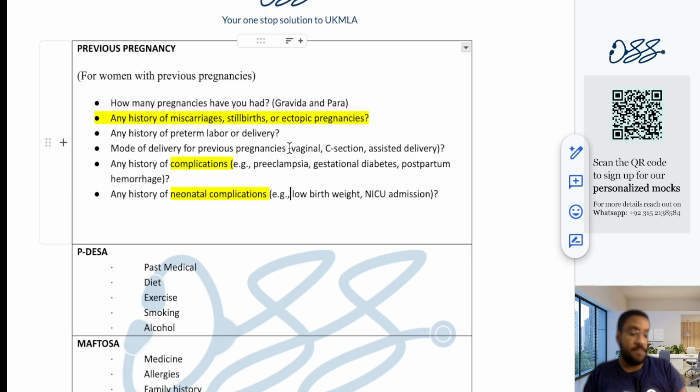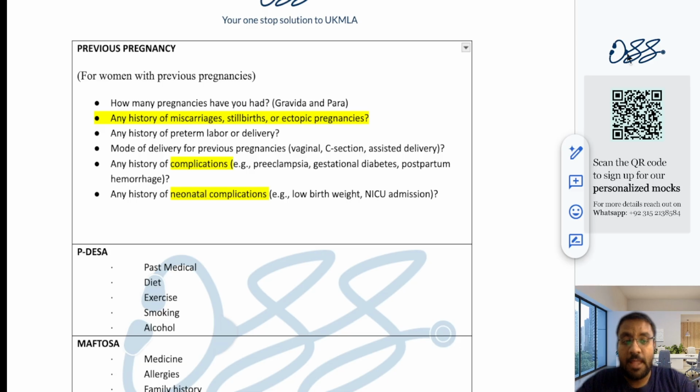Okay, complications. If she had preeclampsia in the previous pregnancy, it is very likely that this patient is going to develop preeclampsia here as well. If she developed a postpartum hemorrhage because of placenta previa or placenta accreta, then there is a very strong chance that the patient may develop PPH in this case as well. Okay, so everything is related. We are not just touching this aspect for the sake of touching it, like, since we are exploring the current pregnancy, let's just explore the previous pregnancies as well. No, there is a logic behind it, and there is a reason why we are asking these questions.